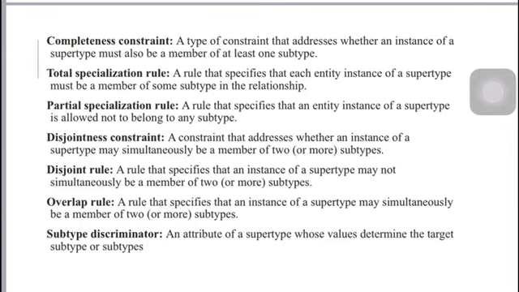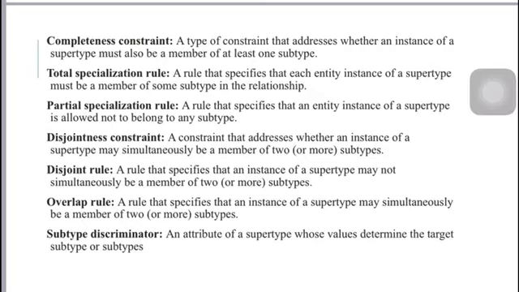Next, disjointness constraint, which means a constraint that addresses whether an instance of a supertype may simultaneously be a member of two or more subtypes. Next, disjoint rule, which means a rule that specifies that an instance of a supertype may not simultaneously be a member of two or more subtypes. Next, overlap rule, which means a rule that specifies that an instance of a supertype may simultaneously be a member of two or more subtypes.